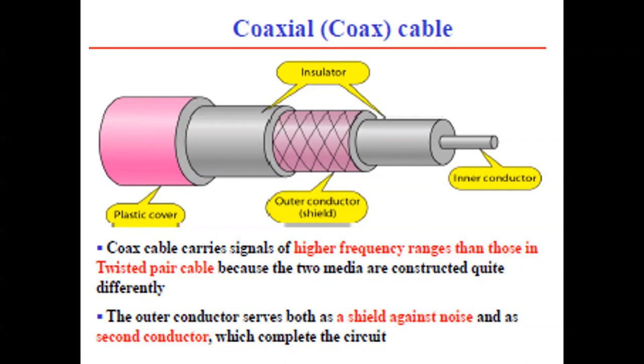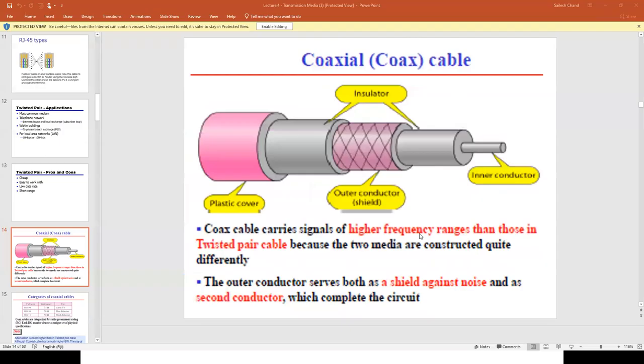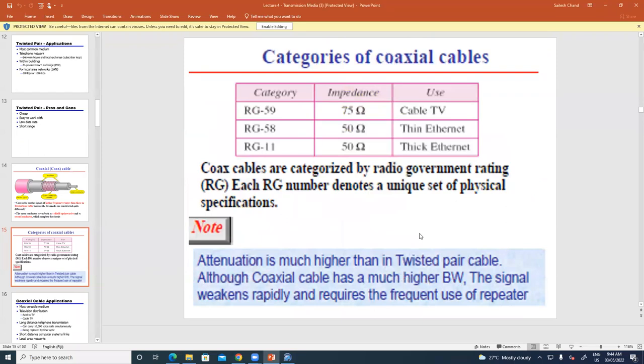It says coax cable carries signals of higher frequency ranges than those in twisted pair, because the two media are constructed quite differently. And the outer conductor serves both as a shield against noise and as the second conductor, which completes the circuit. The categories of coaxial cable: normally you will see the RG59 that is used for cable TV, RG58 for thin internet, and RG11 for thick internet. Coax cables are categorized by radio government rating, RG. Each RG number denotes a unique set of physical specifications.